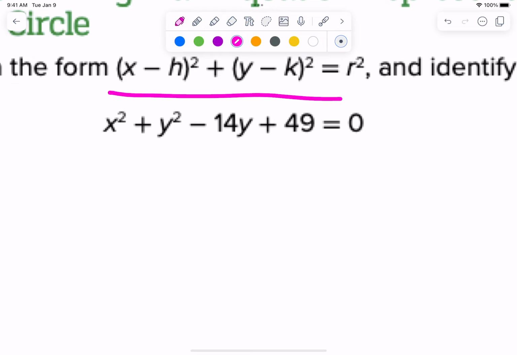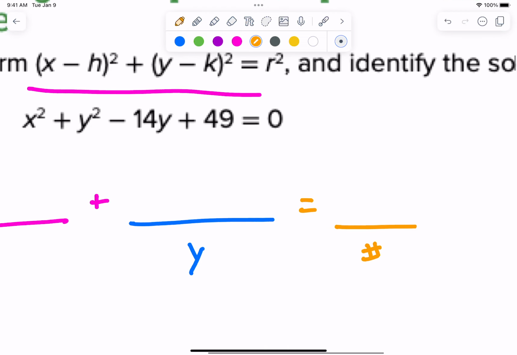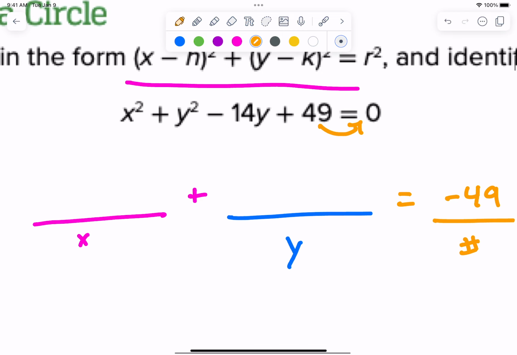All right, we've got to do X land over here, plus we've got Y land over here, equals. We've got number land over here. X land, Y land, number land. Okay, what goes in number land? Negative 49. What goes in X land? X squared. What goes in Y land? Y squared minus 14y plus blank.